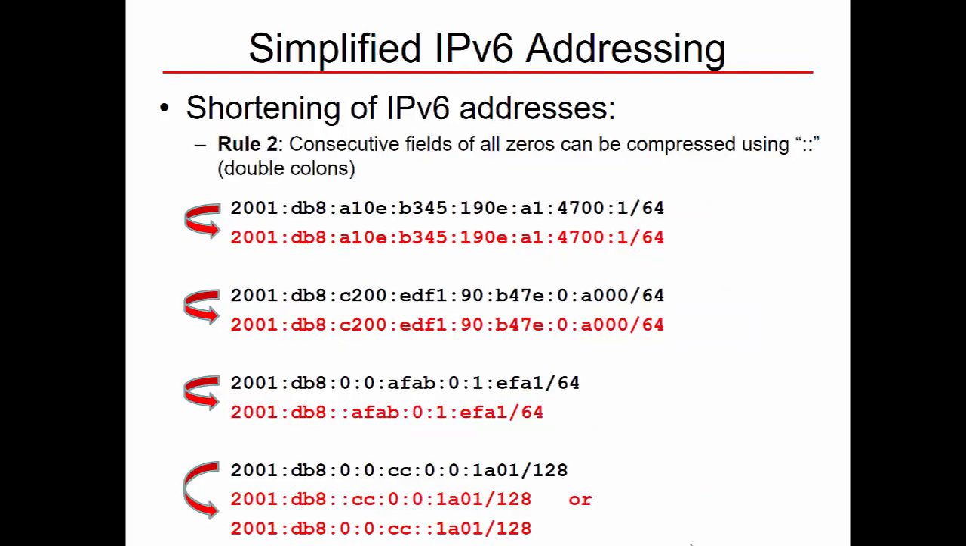Rule number 2: consecutive zeros, or consecutive fields of all zeros, can be compressed using a double colon. Now the first 2 examples here do not consist of any consecutive zeros. In the third example, we have 1 set of consecutive zeros, so we can represent it with a double colon over here. Now in the fourth example, we have 2 sets of consecutive zeros. Does that mean that our IPv6 address will have 2 double colons?